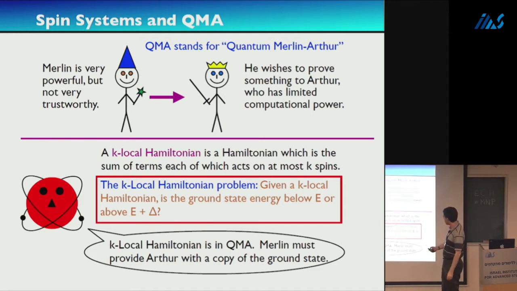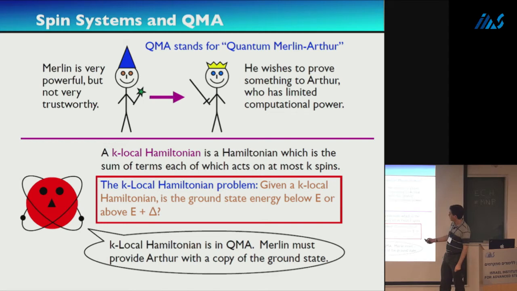And the question is, given some energy E and a k-local Hamiltonian, is the ground state energy of this Hamiltonian below E, that's the yes case, or is it above E plus delta? We have to put this delta in because we don't expect to find energies to infinite precision. We have to put in some finite precision. Okay, and so this problem is in QMA. It's not too hard to see that.